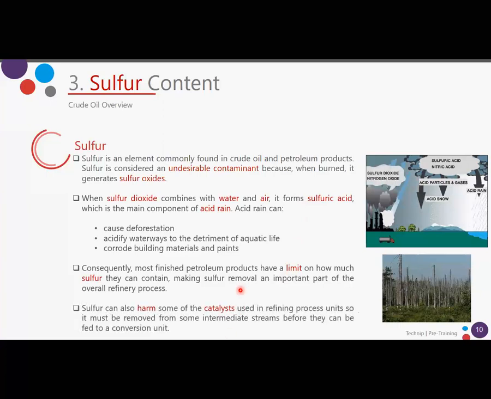And also very important, in the catalytic processes of the refinery we have very important and very expensive catalysts, and the sulfur can also harm some of the catalysts. So that's why, not only for the previous reason but also for this reason, the sulfur has to be removed from the intermediate streams before they can be fed into the conversion units where the catalysts are present.